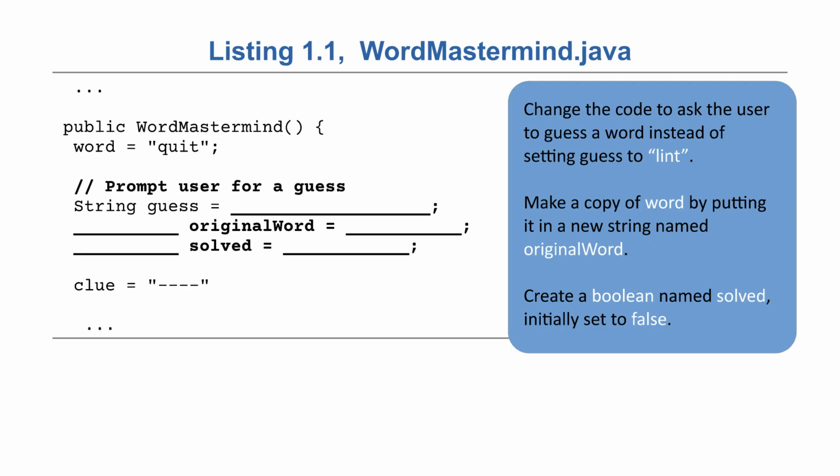Next, let's allow the user to enter their own guesses until they guess our word. Exercise 1. Guess until success. Pause the video if you need more time in any of these exercises. If you want to see how I would complete any of the listings, please refer to the completed listings at the end of this video. First, change the code to ask the user to guess a word instead of setting guess to lint. Hint: use DIY Windows prompt for string method. Then make a copy of word by putting it into a new string named original word. And create a boolean named solved, initially set to false.